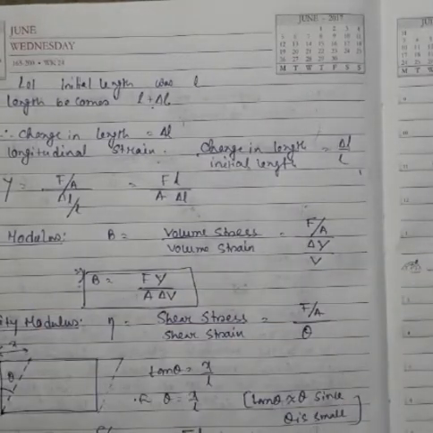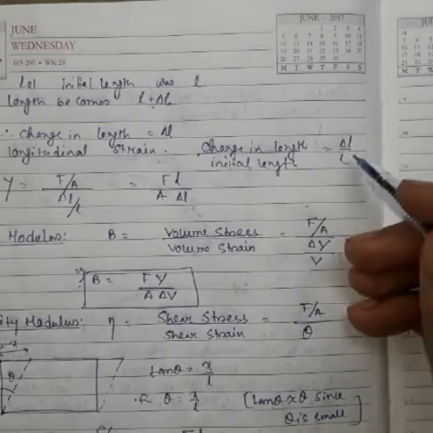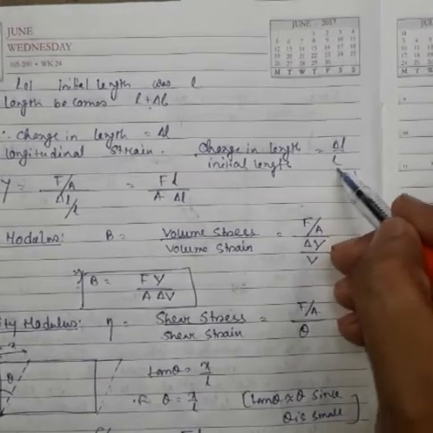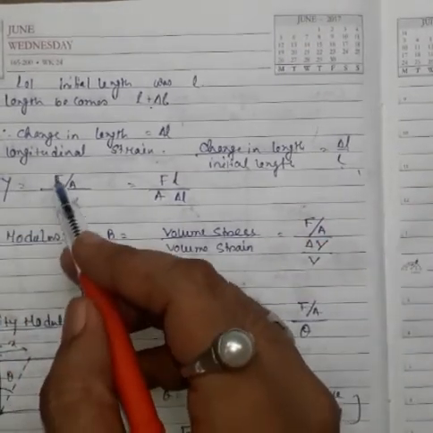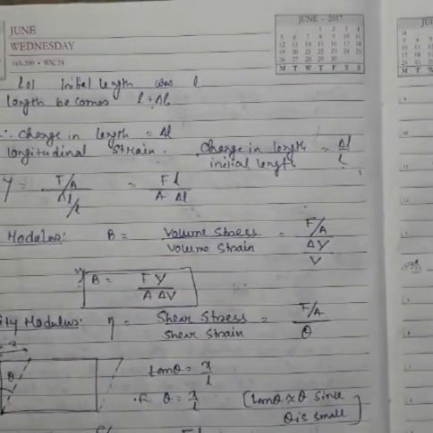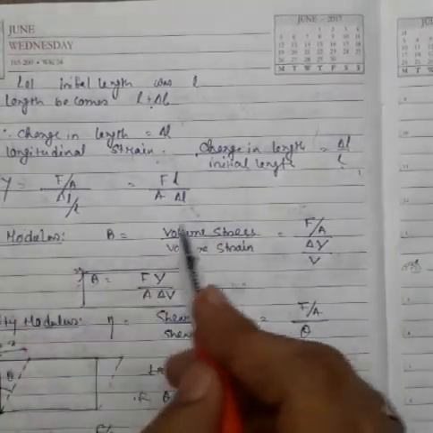This is a ratio term, so the strain doesn't have any kind of unit. So longitudinal strain will be delta L by L. So your Y will be F by A, that is your stress. Stress is your force per unit area. So this is force by area divided by delta L by L. This is your Young modulus.